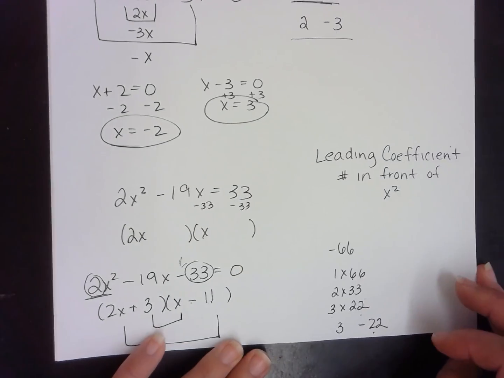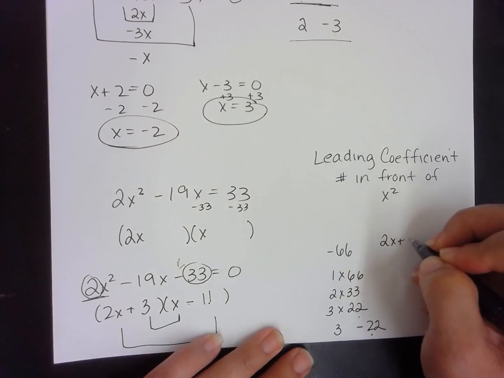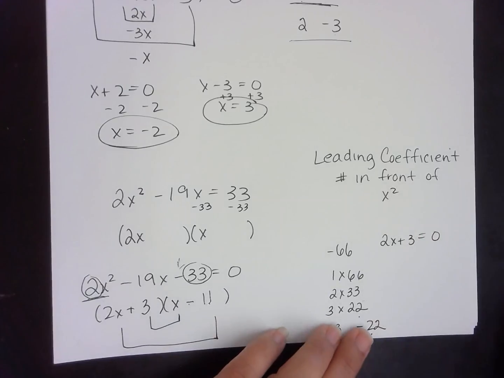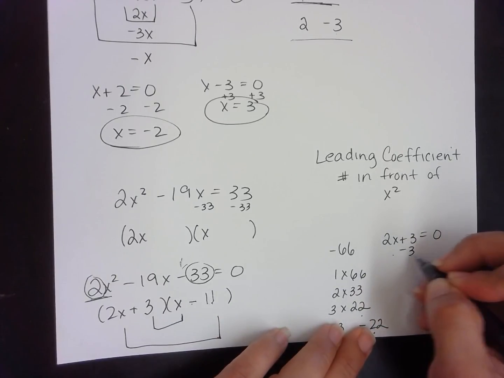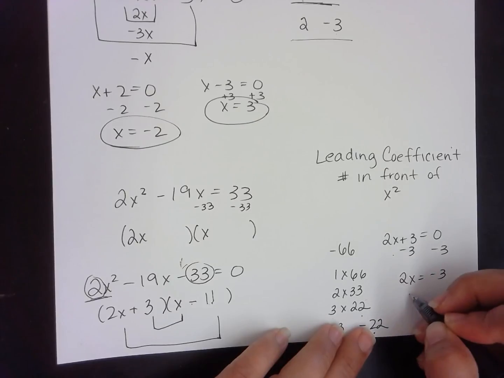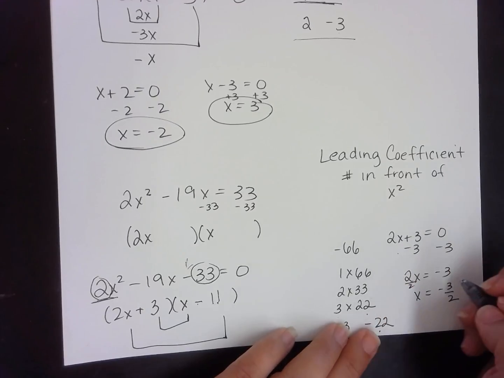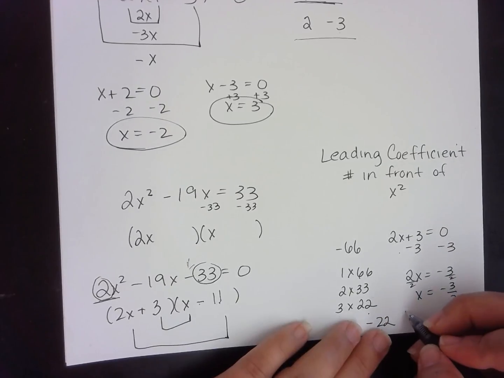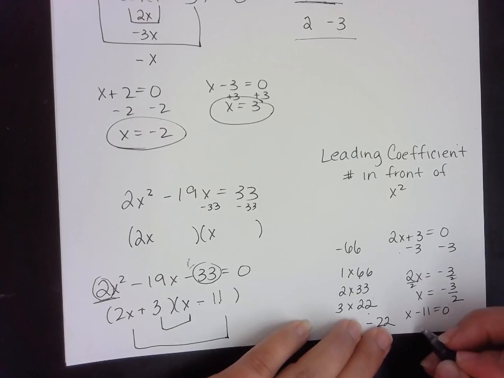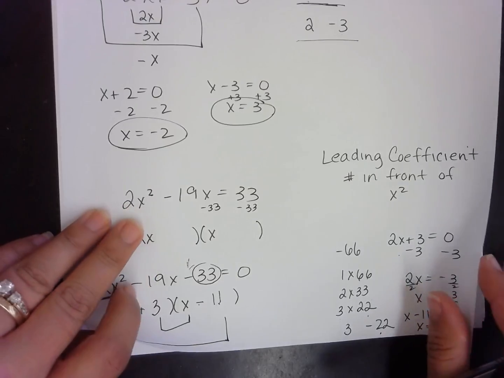So again, I set each factor equal to 0, and I get 2x plus 3 is equal to 0, which tells me I'm going to subtract 3 from both sides. I've got to work for this one a little bit more. I get 2x equals negative 3, so I get x equals negative 3 over 2 when I divide both sides by 2. The other one is more straightforward. I have x minus 11 is 0. That gives me x equals positive 11 when I add 11 to both sides. So these are a little bit more challenging, but they're still very doable.